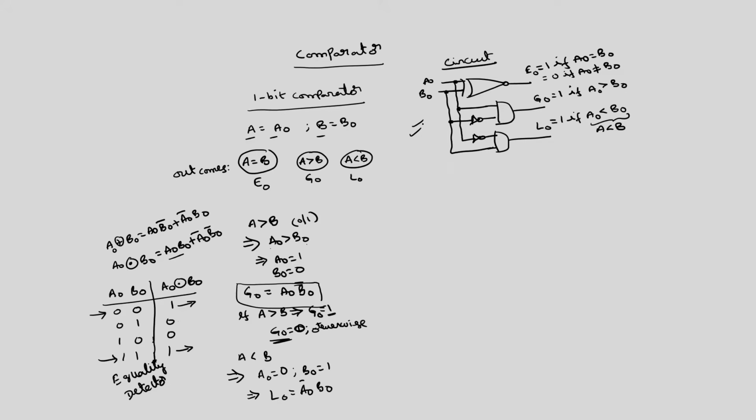We have 2 bits as the inputs and the 3 outcomes: equal, greater than or less than. So, how to write the code here? Let us see a very simple Verilog code for this one.